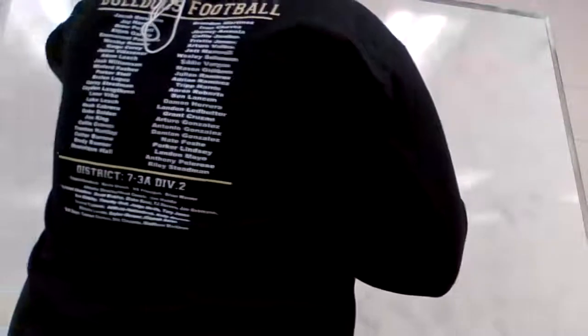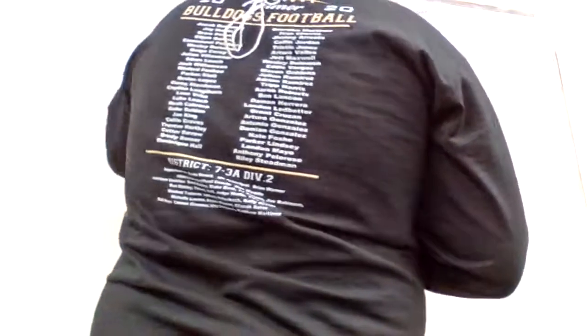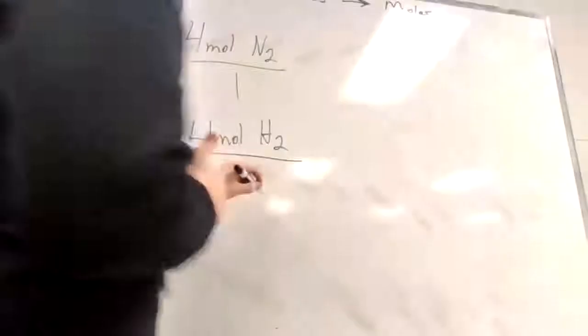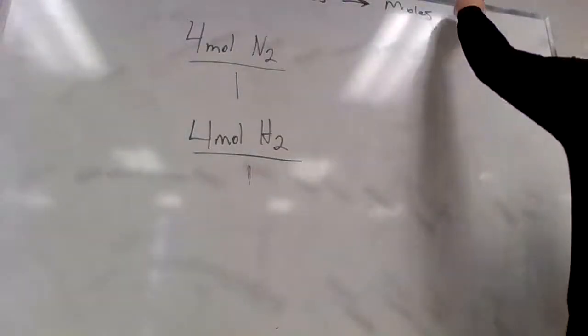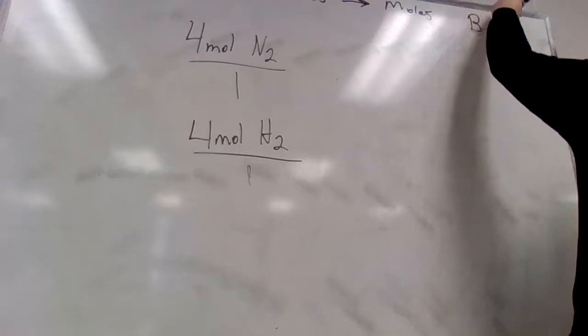So I'm going to come over here and set this up. So this is number 7 for the people watching from home. And what I have is, it's going to be a moles to moles problem. And I'm starting with 4 moles of nitrogen, N2, and 4 moles of hydrogen, H2. And what I want to go to, I just want to go to the only other chemical that's there. Chemical B needs to be ammonia, NH3. And I want to go to moles of ammonia.